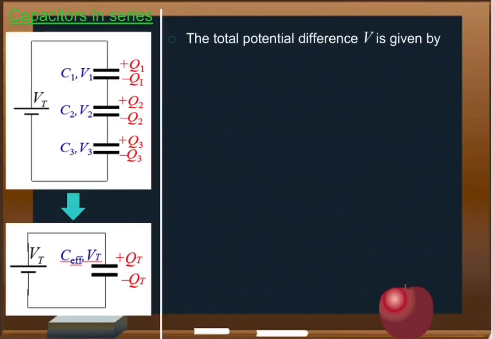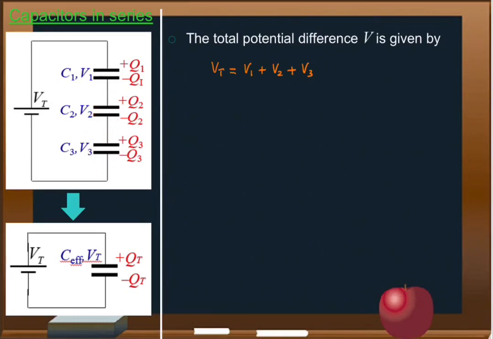And then once we have V1, V2, V3 and V_T, we can write down the total potential difference V is given by V_T is equal to V1 plus V2 plus V3. So if we have capacitors which are connected in series, the total voltage will be the sum of all the individual voltages for each capacitor.